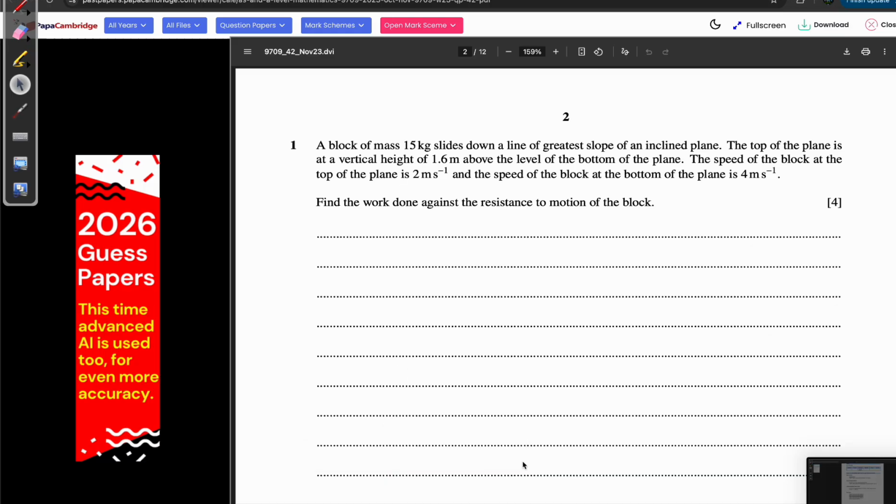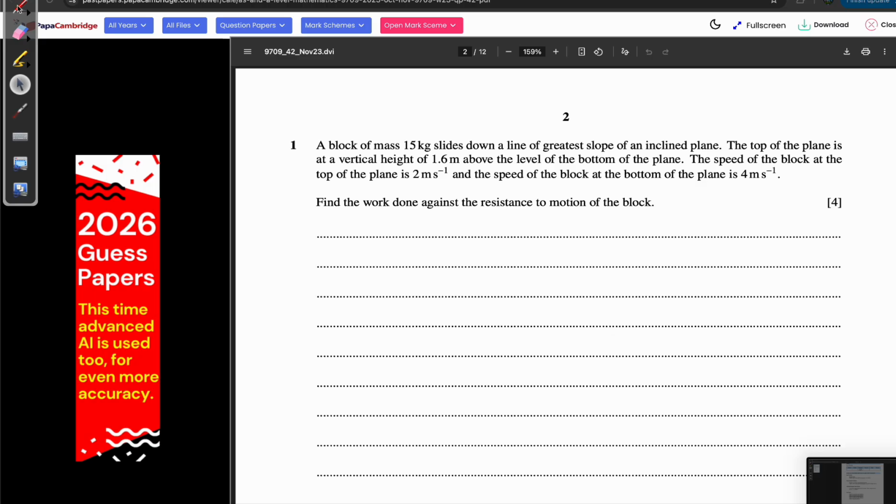A block of mass 15 kilograms slides down a line of the greatest slope of an inclined plane. The top of the plane is at a vertical height of 1.6 meters above the level of the bottom of the plane. The speed of the block at the top of the plane is 2 meters per second, and the speed of the block at the bottom of the plane is 4 meters per second. Find the work done against the resistance to motion.